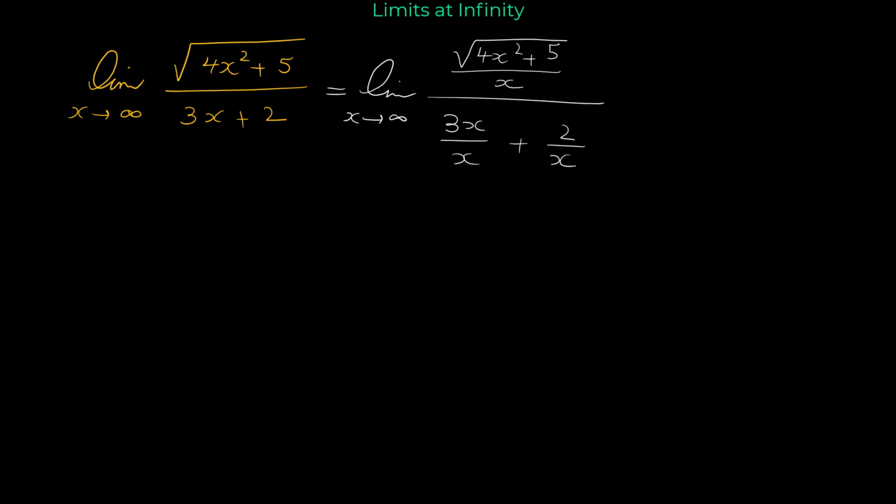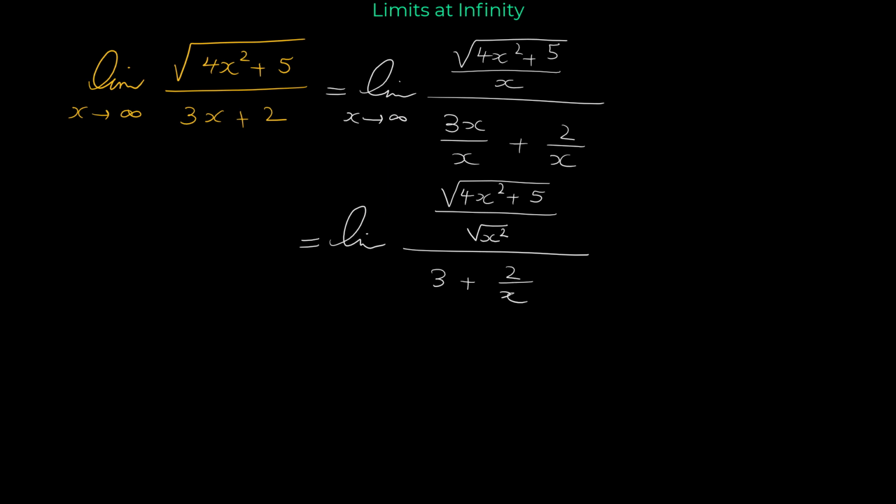Now, to simplify the numerator, I am going to rewrite the x in the denominator, this x here, in a radical form. So I am going to write x as radical x to the 2 in the denominator, and let's write the numerator, 4x to the 2 plus 5. 3x over x in the denominator is just 3, and 2 over x is 2 over x, as x goes to infinity. I am not going to simplify the denominator right now. I know the limit of 2 over x is 0, but let's keep it like this for now.